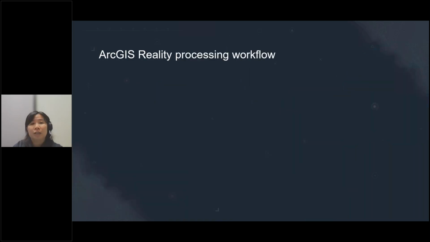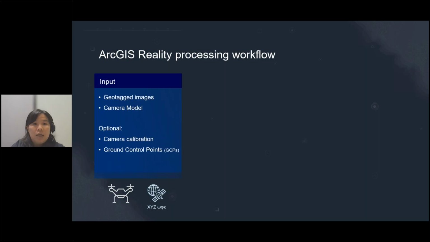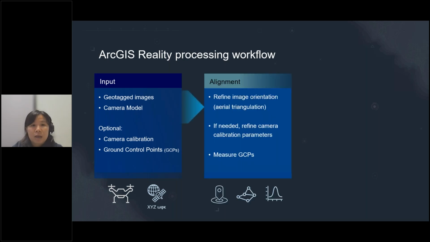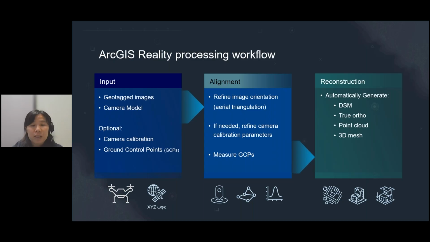So how does ArcGIS Reality work? The ArcGIS Reality processing workflow begins with the input data, importing overlapping images with location and orientation information. Optionally, you can also import results from third-party aerial triangulation. But if you aren't using a third-party AT solution, the second step is to perform alignment to refine the orientation of the imagery. This is referred to as aerial triangulation or bundle block adjustment. The last step is to produce output products through reconstruction.